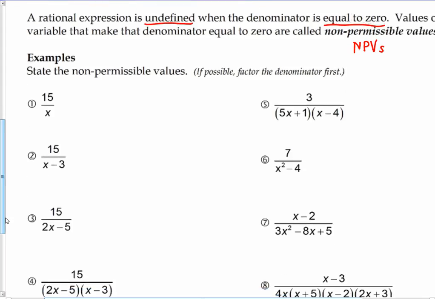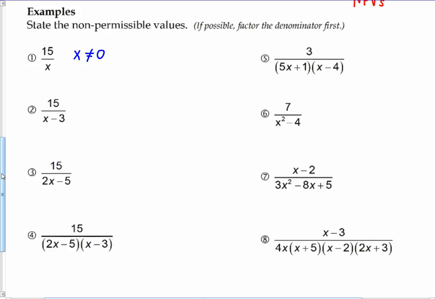So before we do anything, we want to make sure that we know how to find NPVs. The NPVs are the values that would make the denominator 0. So here, x can't be what number? 0. x can't be 0. Number 2, what would make the denominator 0 here? If x was 3, x can't be 3. This actually brings us back to quadratics a little bit when we were finding the zeros. Same kind of idea. x can't be equal to what?